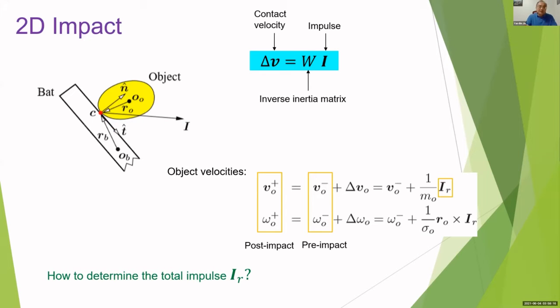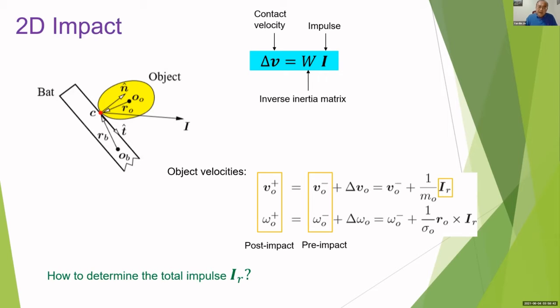So what is the impact? We're looking at a 2D impact. One is the bat, the other is the object. The central equation can be written very succinctly. You have the contact velocity, and then the inverse inertial matrix, and then that's the impulse. Once you get the impulse, you get everything, because from the impulse you get the velocities of the object and the bat, and you get the contact velocity as well.